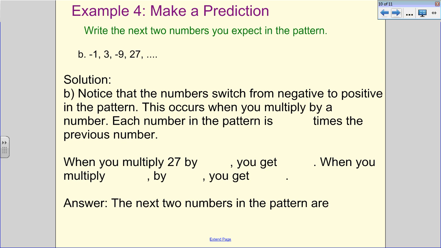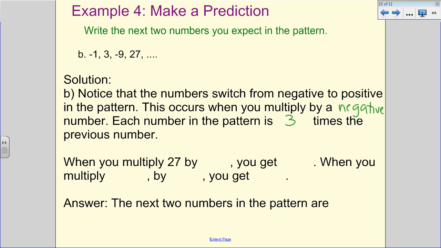If we take a look at the next pattern, we've got -1, then 3, then -9 and 27. So notice first the numbers switch from being negative to positive. This will only occur in a pattern when you multiply by a negative number. So we know when it changes back and forth from positive to negative or negative to positive that there has to be multiplication by a negative. Each number in the pattern is 3 times the previous number. Okay, 9 is 3 times 3. 27 is 3 times 9.